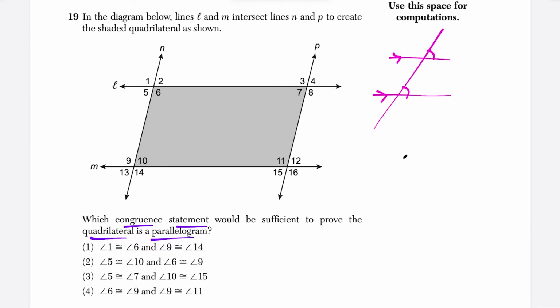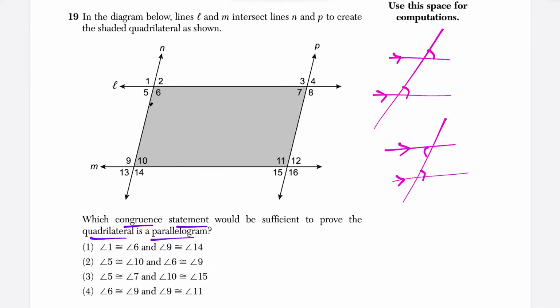And another situation that could pop up is we have two lines like this, and the transversal is drawn in, and we have alternate interior angles that are congruent. That would tell us that the two lines involved being cut by the transversal are parallel. So that's the idea we're going to go with here.